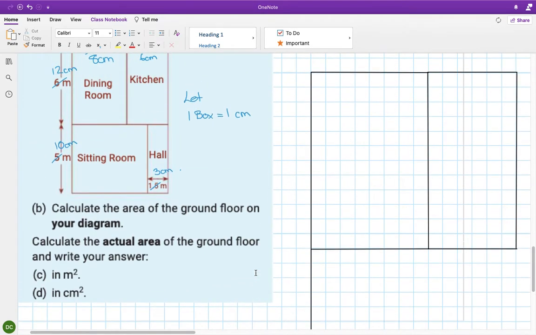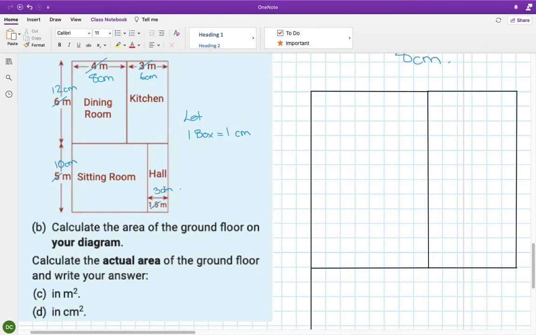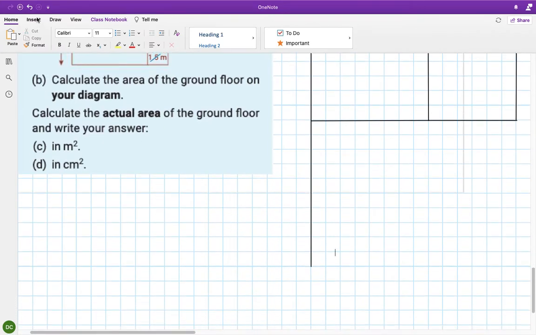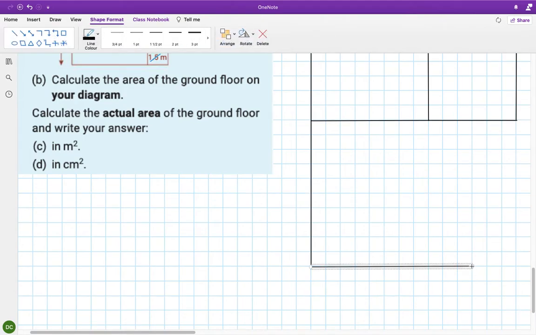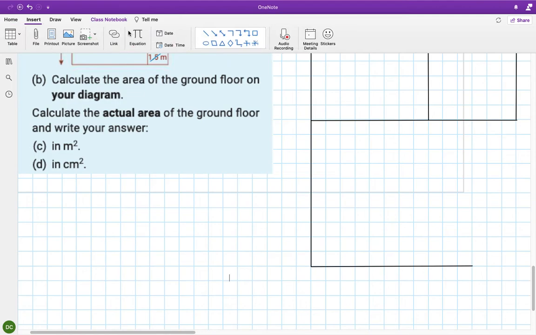Yes. Now, if this bit here is 3 and the whole thing is 14, that means the sitting room has to be 11 centimeters across. So 11 is 1, 2, 3, 4, 5, 6, 7, 8, 9, 10. There's 11. Straight line then from here back up. Nearly there. So this back up.